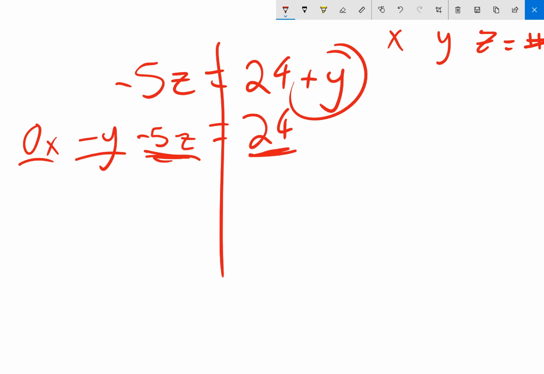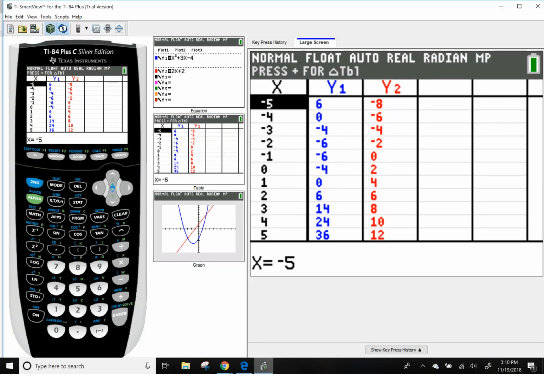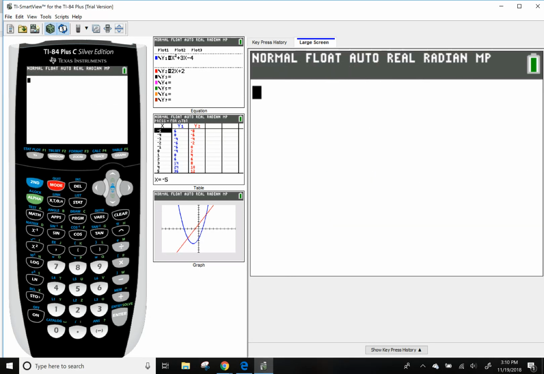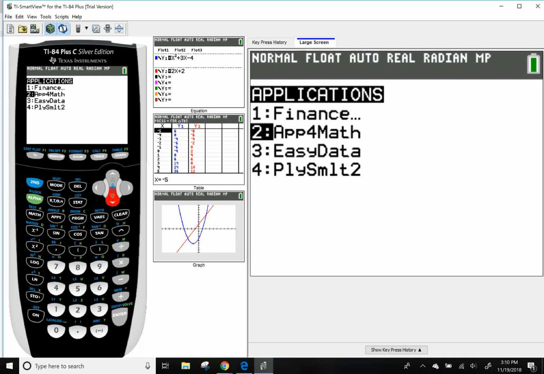Now, the reason it has to be in order x, y, and z is because we're going to type it in the calculator that way. So let's go to the calculator, and I'll show you what I mean. So in your calculator, let's quit this. Second mode is to quit. And you're going to go to apps. So in apps, you're going to go down to the fourth option, Polysimult, whatever it's called.